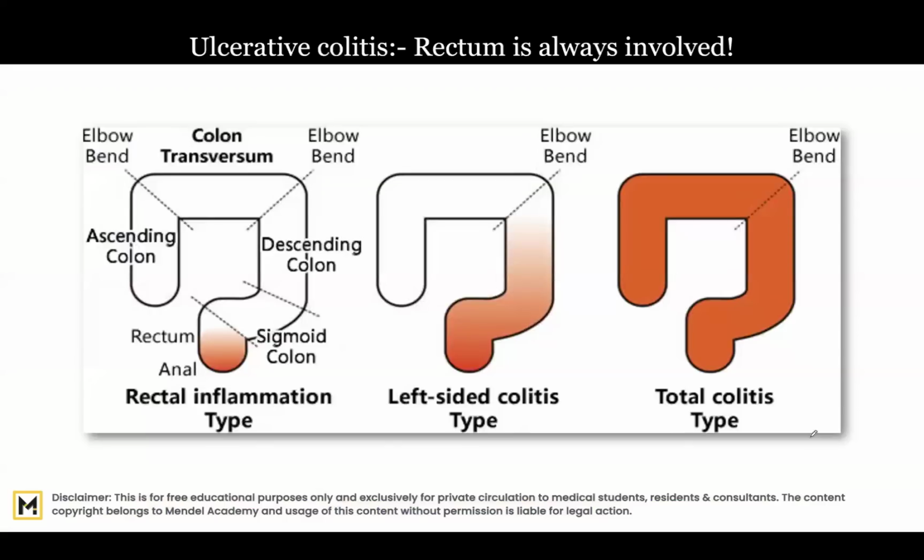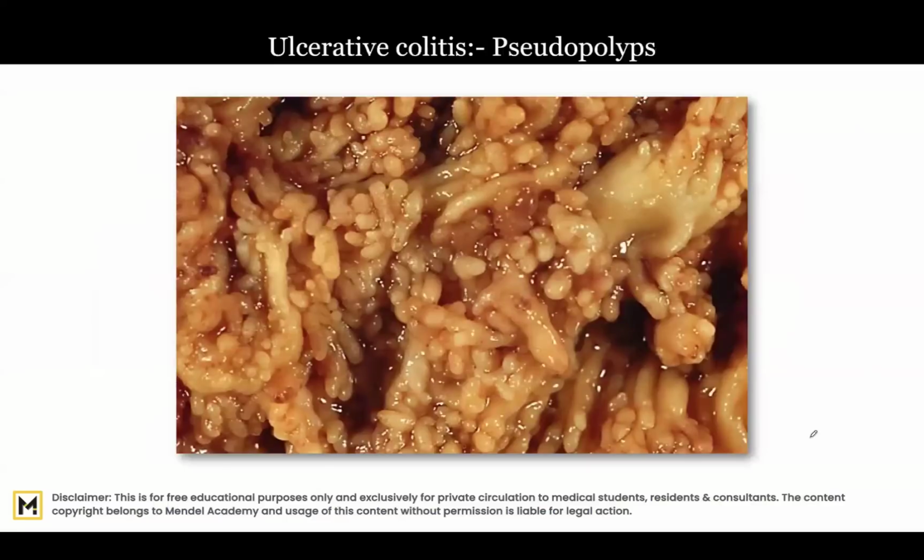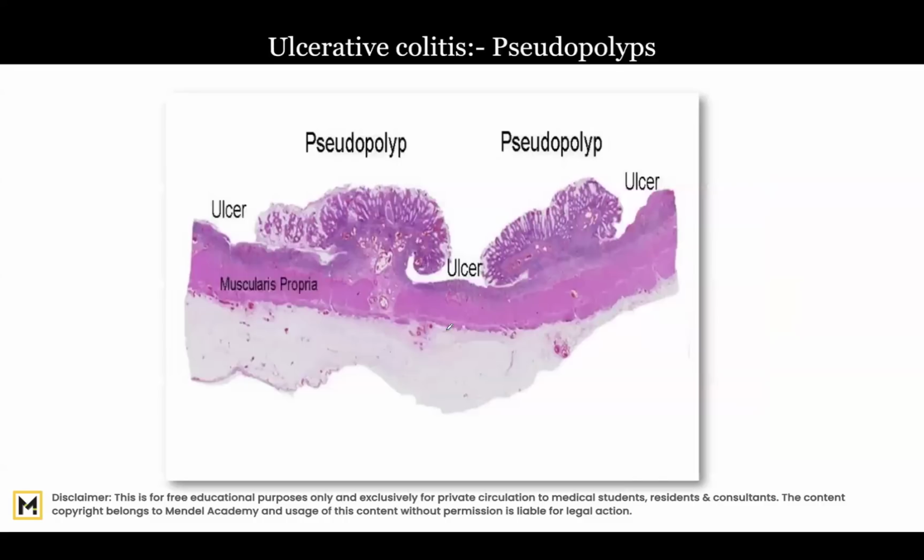This is ulcerative colitis. Again, we are looking at the distribution. Rectum is always involved. Now you see pseudopolyps here versus the cobblestone appearance that you saw in Crohn disease. Here you are going to look at pseudopolyps. Now what are they? Pseudopolyps are nothing. They're called pseudo because they're not real polyps. This is not a real polyp. It's actually that there is an ulcer here. And because there is an ulcer, another ulcer here, the intervening area looks like a polyp.